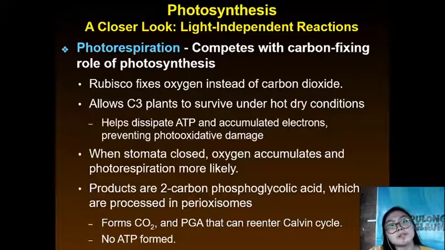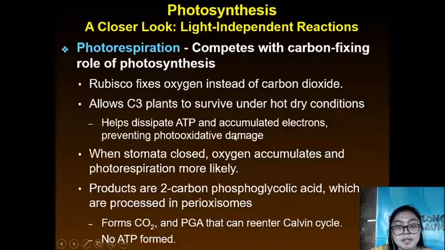So photorespiration competes with the carbon-fixing role of photosynthesis. Rubisco fixes oxygen instead of carbon dioxide. It also allows C3 plants to survive under hot, dry conditions. It helps dissipate adenosine triphosphate and accumulated electrons, preventing photooxidative damage.